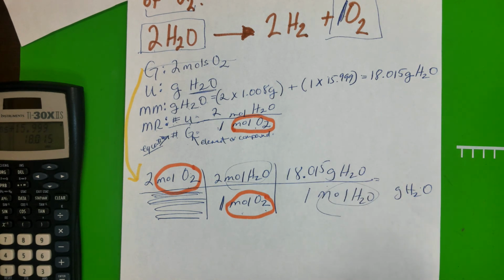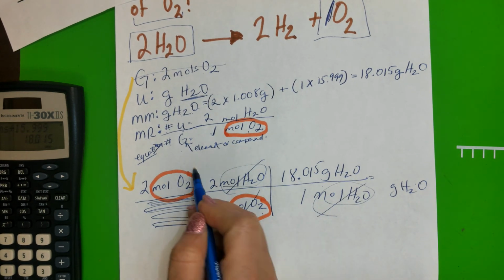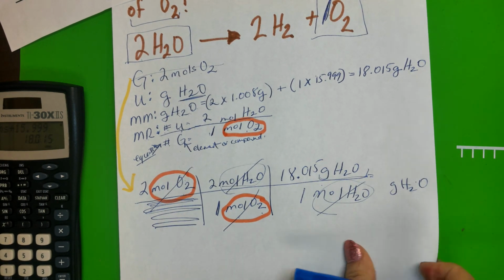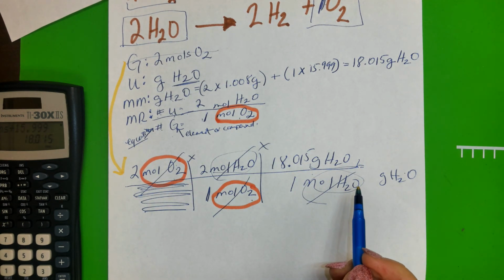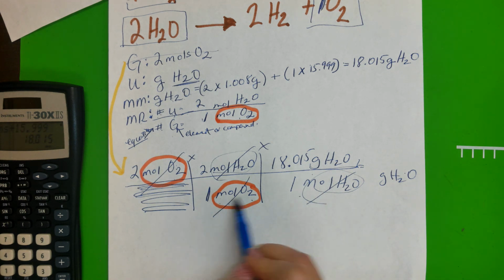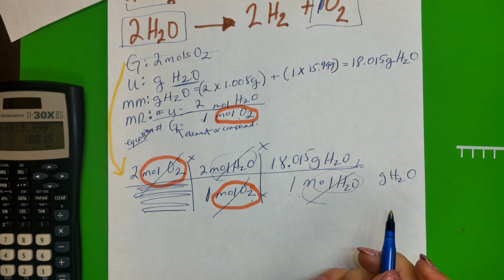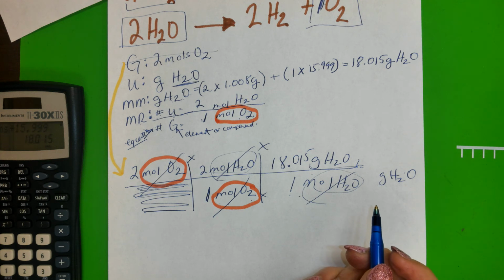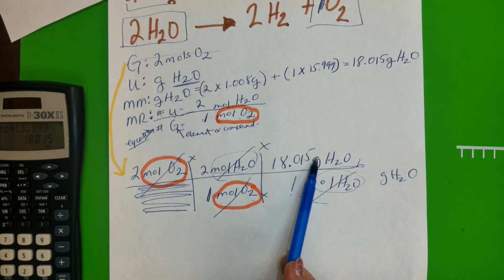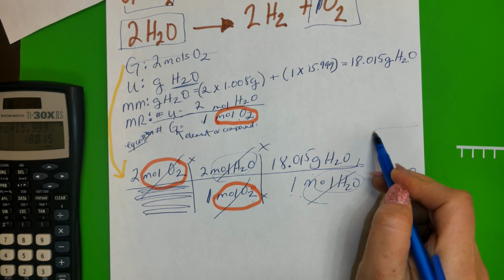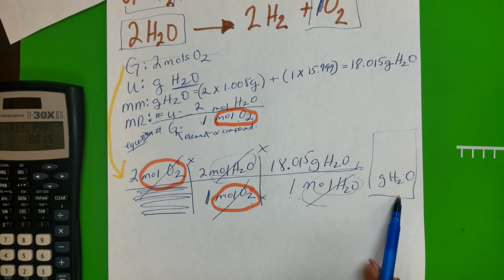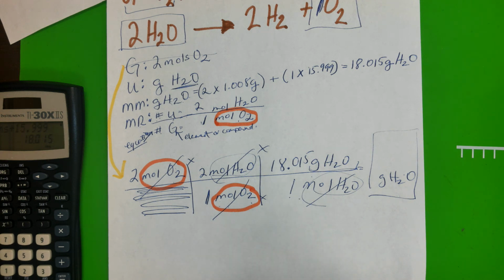18.015. So these cancel, and you're left with grams of H2O. You multiply across, and 1 times 1 equals 1. Go ahead and multiply the top, then multiply the bottom, divide it, and make sure you get your answer. You do have the calculator there, so you can always check your answer. Okay, guys, good luck.